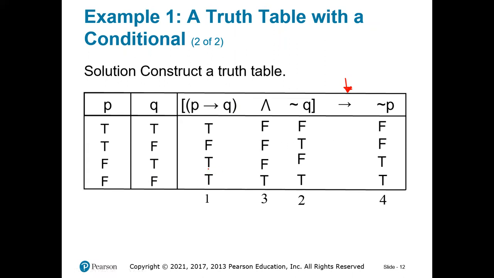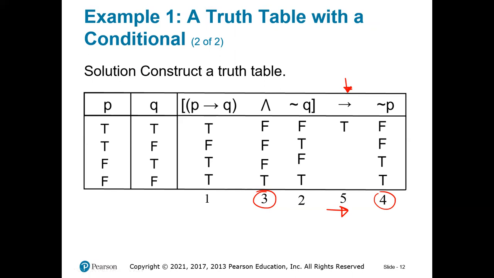Now we're going to do this with this. So we are going to the last step, with the fourth step we'll do the arrow between them. So false, arrow false is true. False, arrow false is true. False, arrow true is true. True, arrow true is true. So it's going to be always all true here. So it is an argument that is valid.